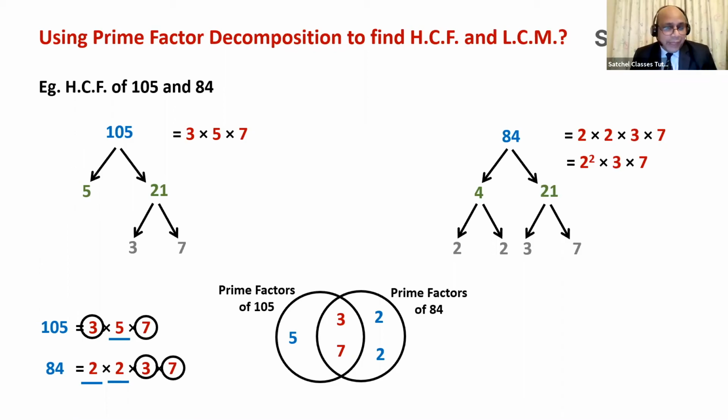As you remember, HCF is the product of the prime factors in the common region. In this case, it is 3 times 7, which is 21. That's the HCF of 105 and 84. In case of LCM, it is the product of all the prime factors inside the Venn diagram. That is 5 times 3, which is 15, times 7, which is 105, times 2, which is 210, times 2, which is 420. So the LCM of 105 and 84 is 420, and the HCF of 105 and 84 is 21.